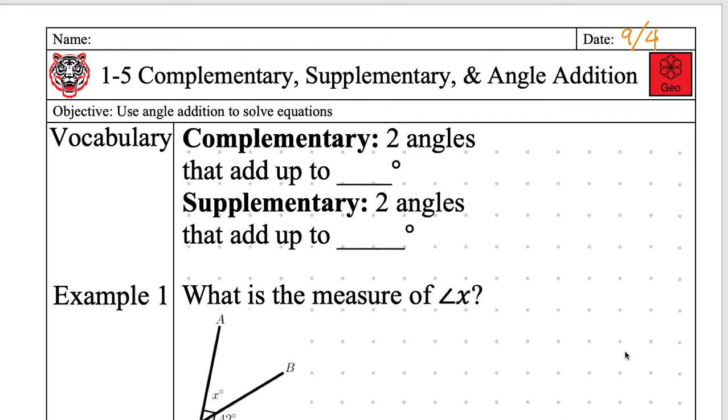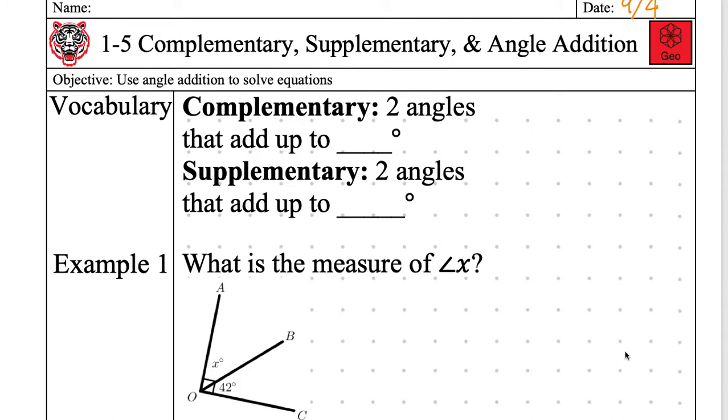Now that everyone has the notes, today's date is Wednesday, September 4th, 2019. We know that our objective is to use angle addition to solve equations. Let's start with some easy vocab.